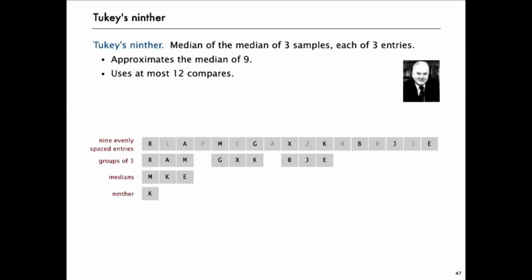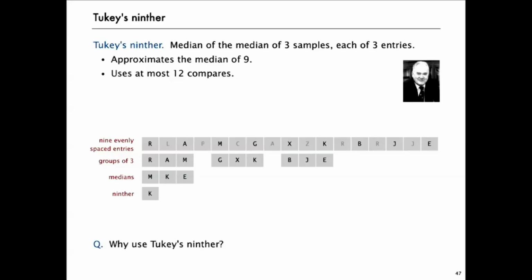And Tukey's ninther is just pick 9 items out of the array and take the median of the medians, and that's the ninther. Very inexpensive, and they had macros to do this, so it didn't cost too much to find a partitioning element that's much closer to the middle than if you used a random one.